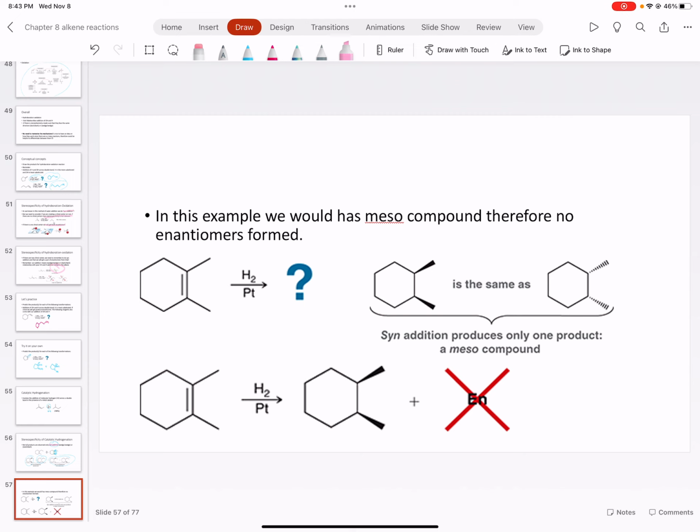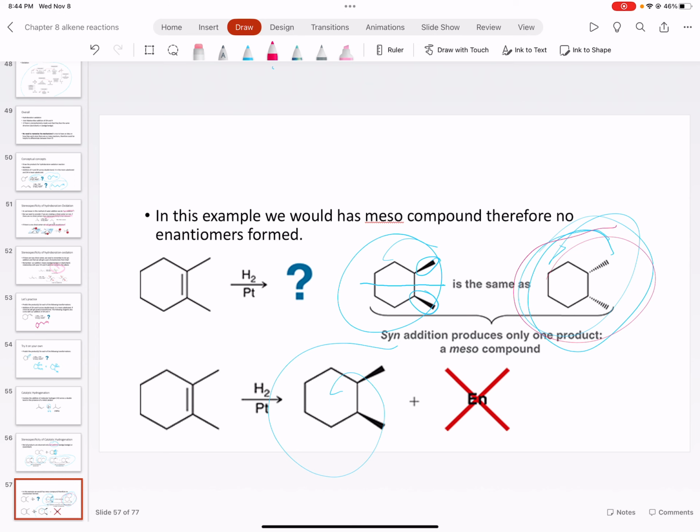So then we do have to consider things like meso. Meso, remember, is when we get wedge and wedge, so on the same side, and then there's a line of symmetry, therefore this molecule and this molecule will be the same. So technically, syn addition produces only one product, so it will be a meso compound, which would be this one. The answer could technically be this one. It could also be this one as well, but only one of them, not the two of them.